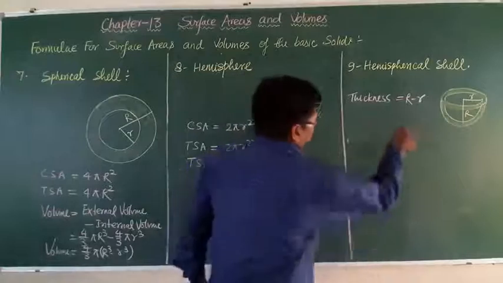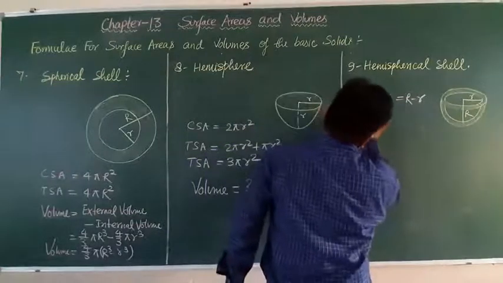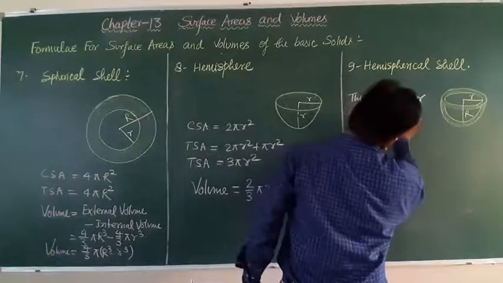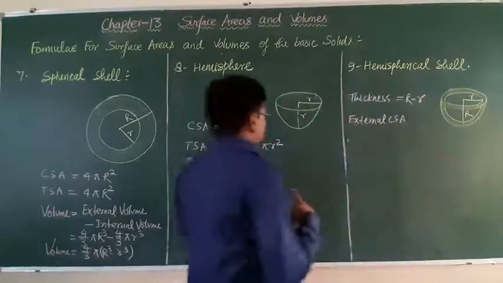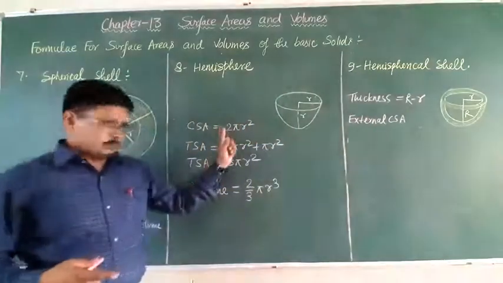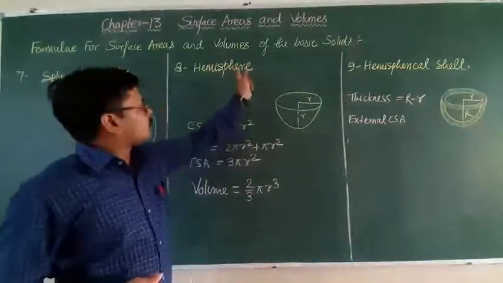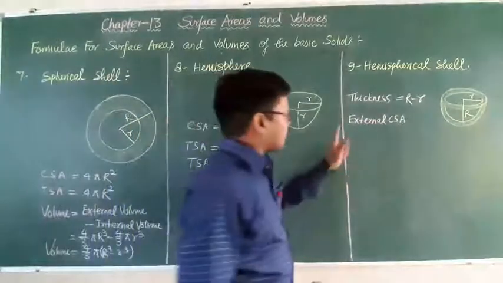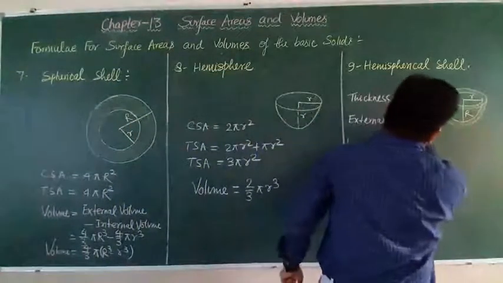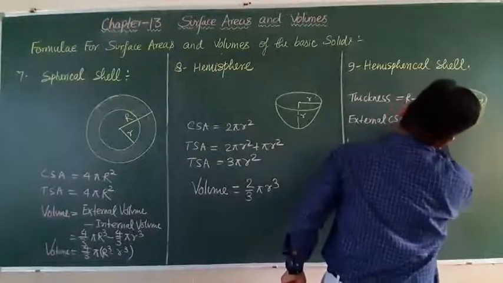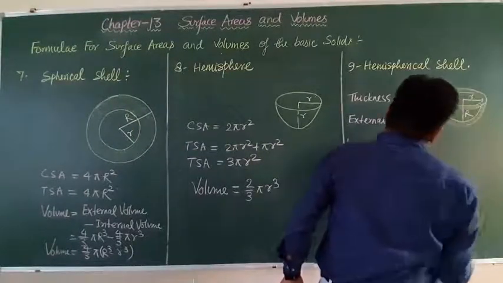Okay, and external CSA, so CSA अभी हमने लिखा था external CSA किसके लिए, हेमिस्फीयर के लिए, तो 2 pi r स्क्वायर था, लेकिन एक्सटर्नल के लिए रेडियस कैपिटल R है. सो आपके पास क्या होगा, 2 pi कैपिटल R स्क्वायर.